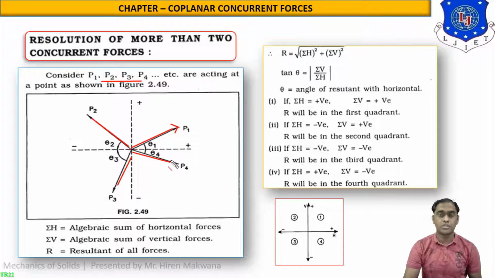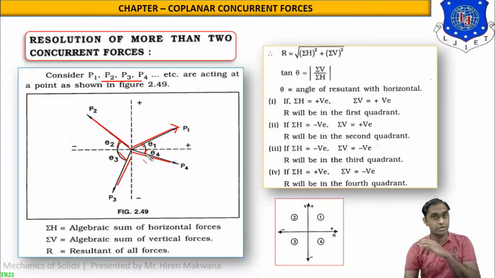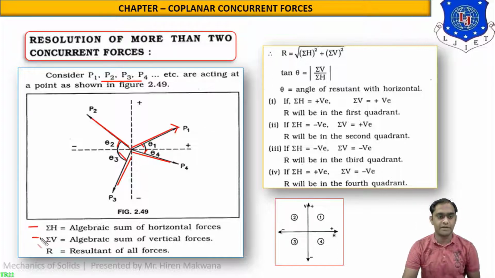Remember that all the forces are making angles, and the angles are with respect to the horizontal axis only. You can see the first angle is theta 1, the second angle is theta 2, the third angle is theta 3 and the fourth angle is theta 4. These are the angles of the respective four forces with respect to the horizontal axis only. So you have to remember that whenever forces come into the picture, the angles must be with respect to the horizontal axis only. Now you have to find three values: sigma H, sigma V and R.